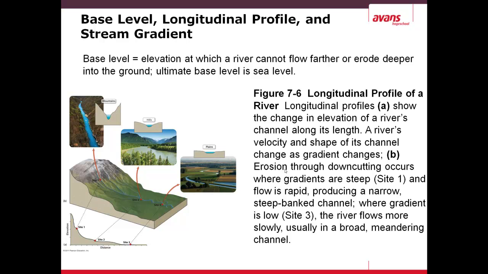Erosion occurs as downcutting along the gradients, which are very steep. That is to say, erosion is very high in gradients that are steep, which is shown here on site 1, going through the mountains. And gradient is low as the river approaches the base level. At this time, the river will meander more, which is to say it will go left and right, and they will also quite often broaden.